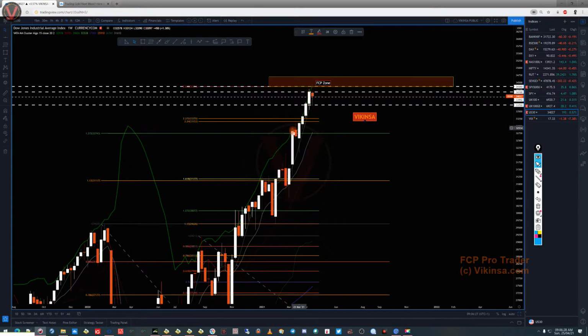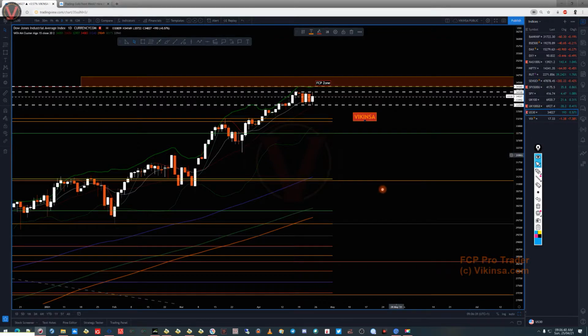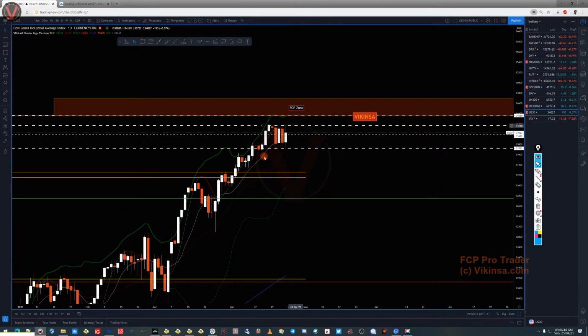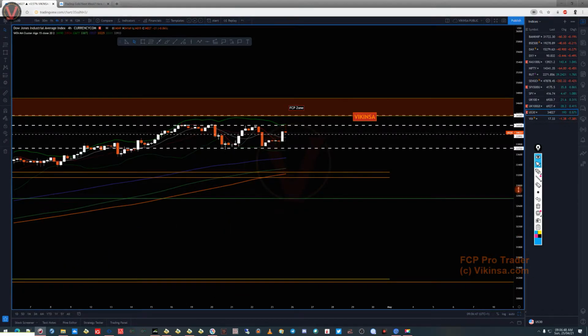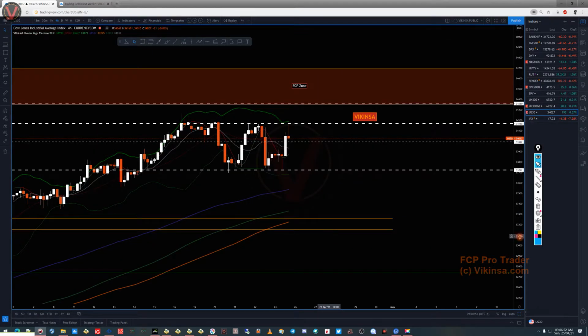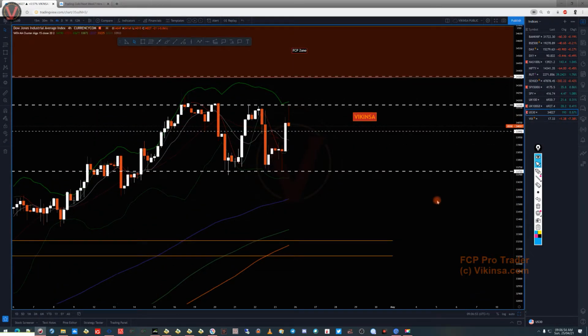Now this is the initial rejection, and if we get another rejection, another signal like this, then we can look for a short position. However, if you are looking for a long position on smaller time frames, then right now this is simply consolidating. This is going sideways, and if you know how to trade WNM patterns, FCP patterns, then you know how to trade this. There are so many opportunities which are available here, pretty much like this.